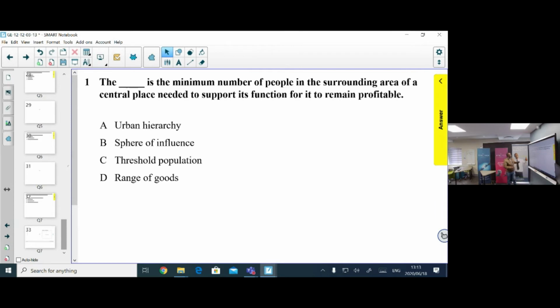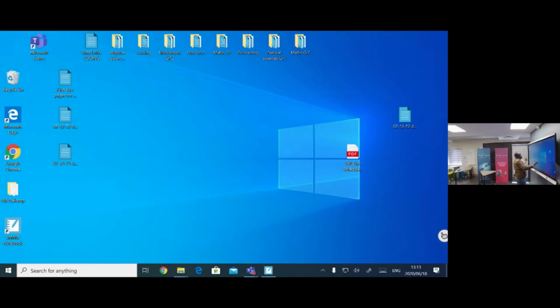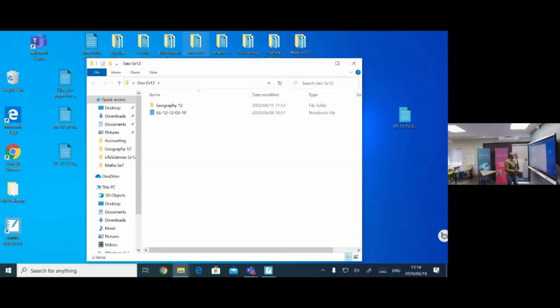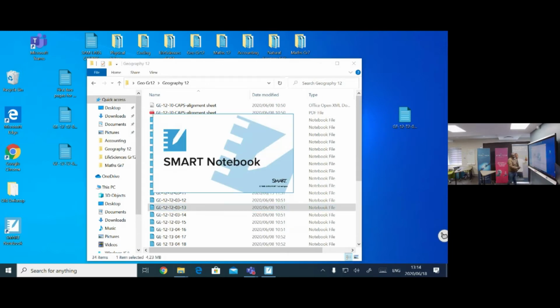And this lesson is going to be, let's open it now, on rural and urban structures. Let's wait while our lesson is opening. We just have to be patient. The board is a bit slow.